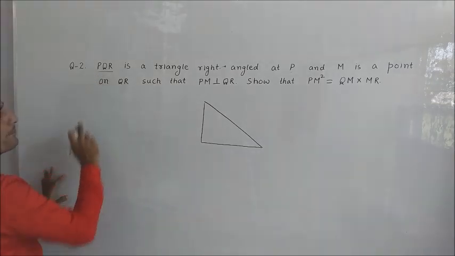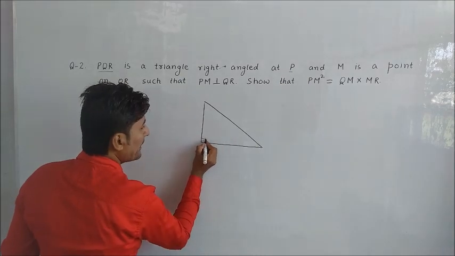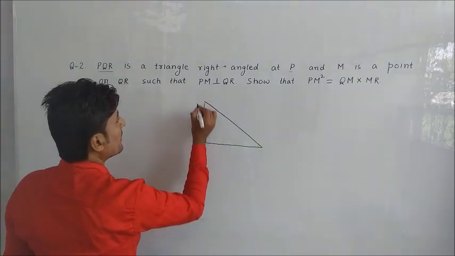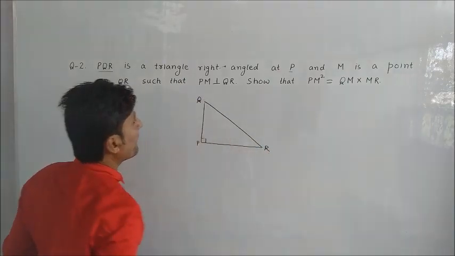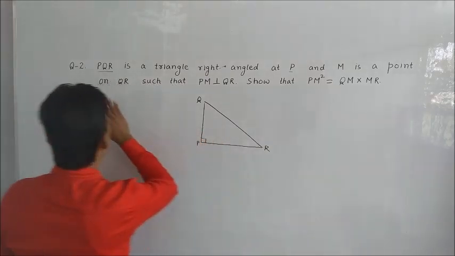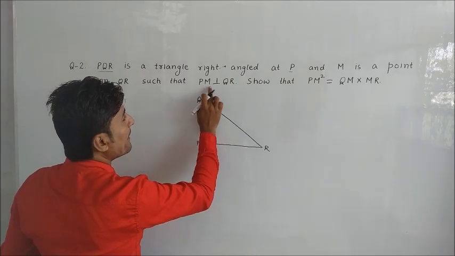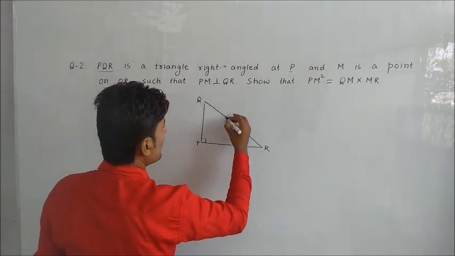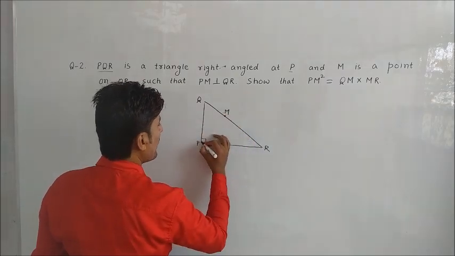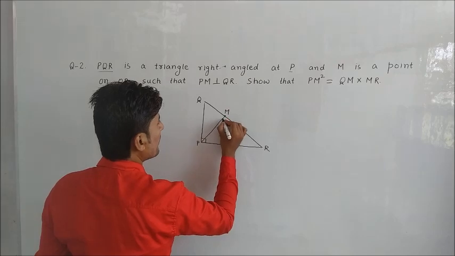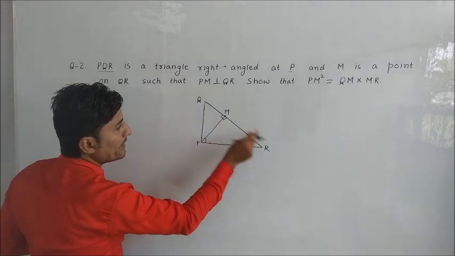Suppose this is the right angle triangle PQR in which right angle is at point P. So this point can be taken as P. This point I am taking Q. This point I am taking R. Now M is a point on QR such that PM is perpendicular on QR. So suppose point M I am taking at this point, and then after joining this one, we can observe that PM is perpendicular on QR.